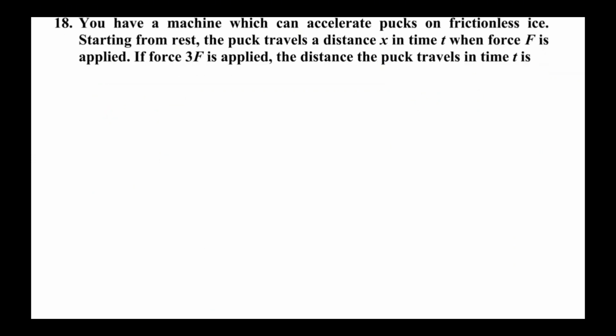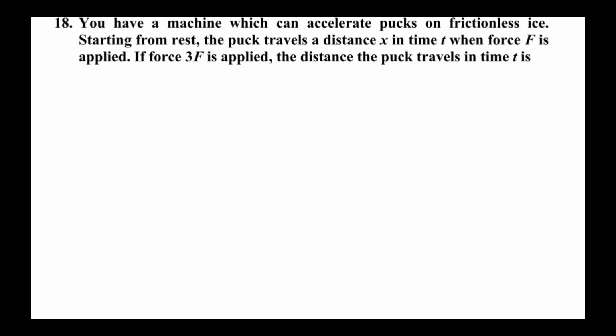You have a machine which can accelerate bugs on frictionless ice. Starting from rest, the bug travels a distance x in time t when force F is applied. If the force becomes 3F, the distance the bug travels in time t will be, we have a bug and the force applied on that bug equals F, and the bug travels a distance x in time interval t. Now if the force is tripled, how much will the distance be?